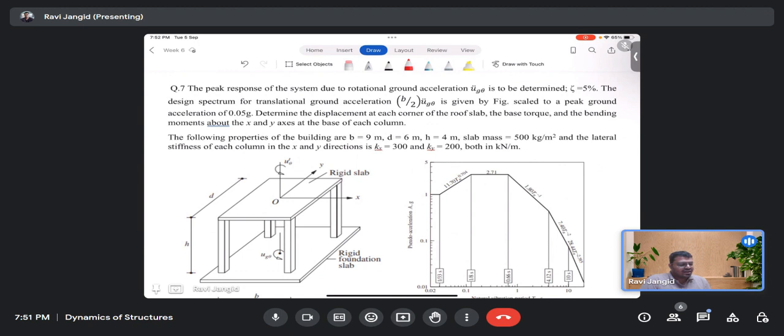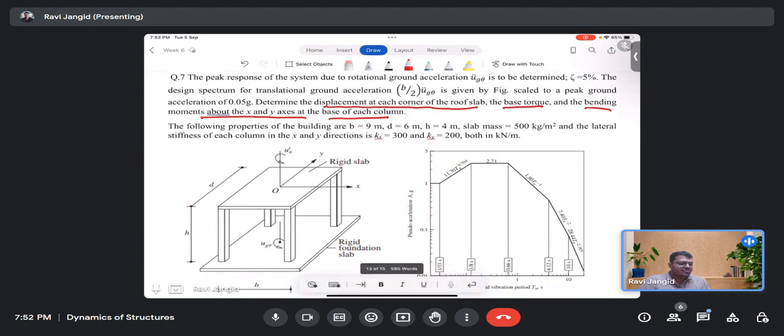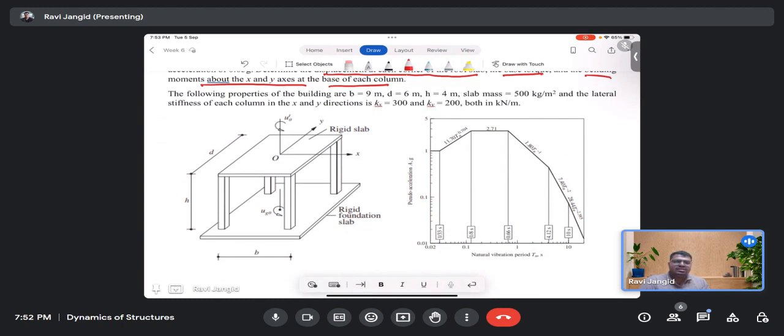We need to find out the displacement at the top of the column, the value of the torque, and the moment in the column. So we need to find these three things: displacement at each corner of the roof slab, torque, and the bending moment about the x and y axes at the base of each column. For this, first we need to find our equation for this system. I think you did that in the first assignment to solve the equation. Did you make it?